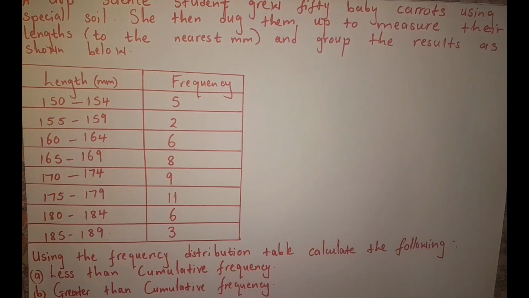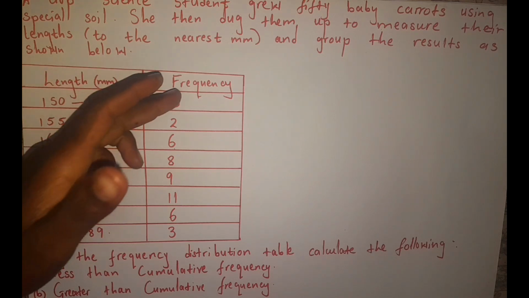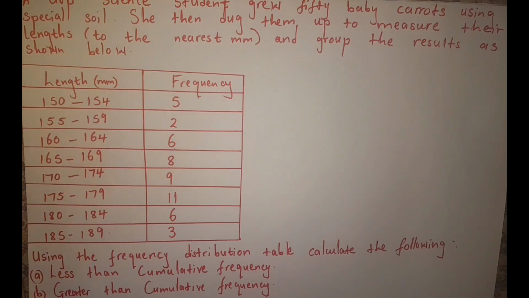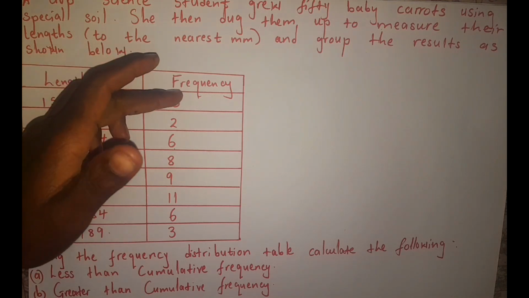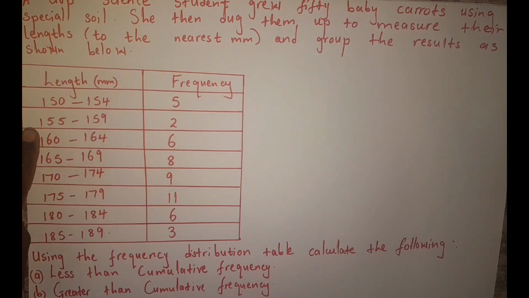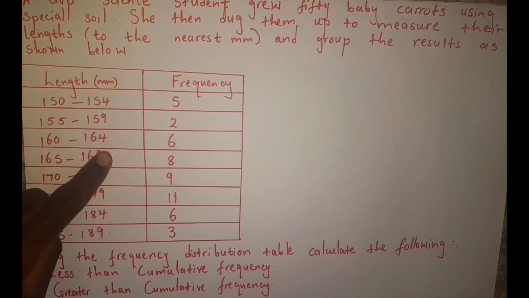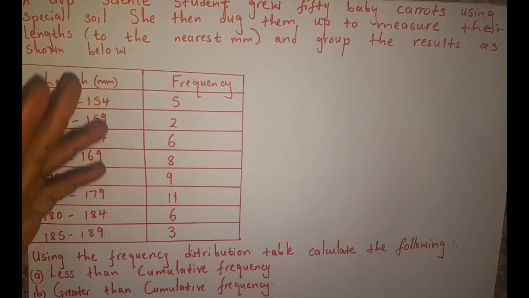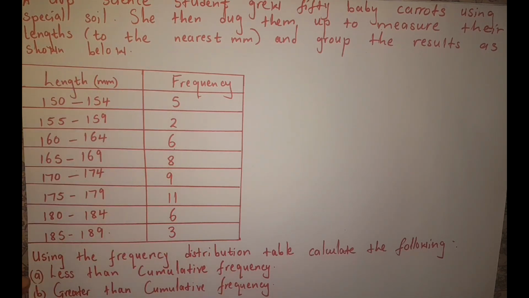Here we are shown the range of the length of the baby carrots, and these are the number of carrots found having each length. For the length of 150 to 154, we found 5 carrots, and for the length of 155 to 159 we have 2 carrots, and so on. The question says, using the frequency distribution table given here, calculate the less than cumulative frequency and the greater than cumulative frequency.